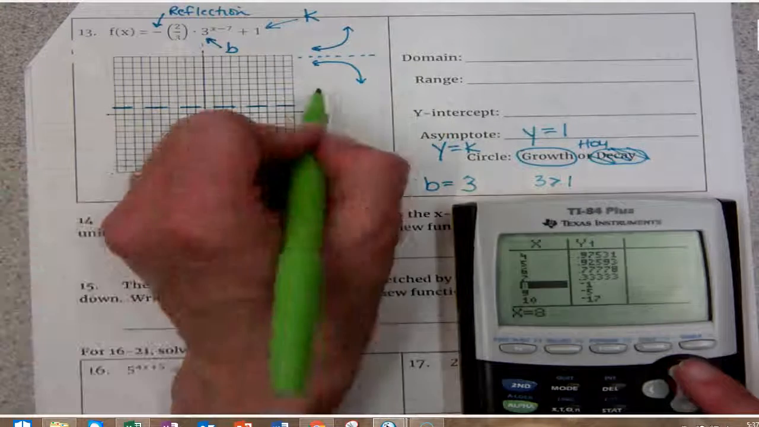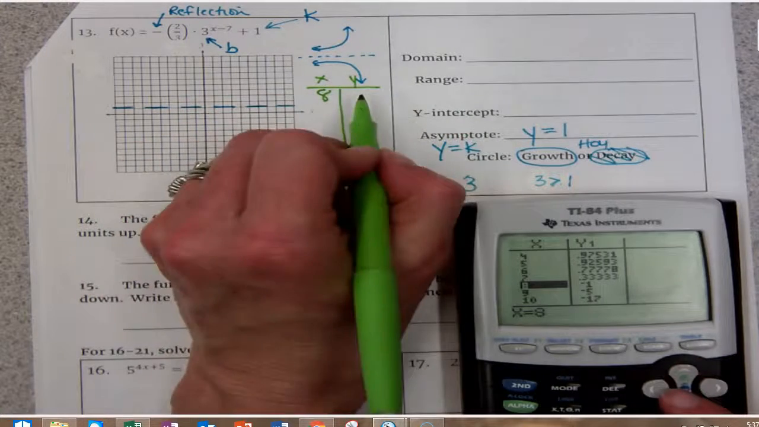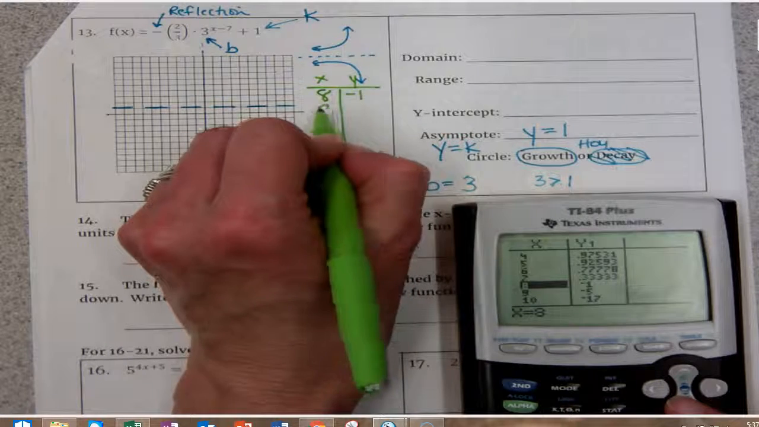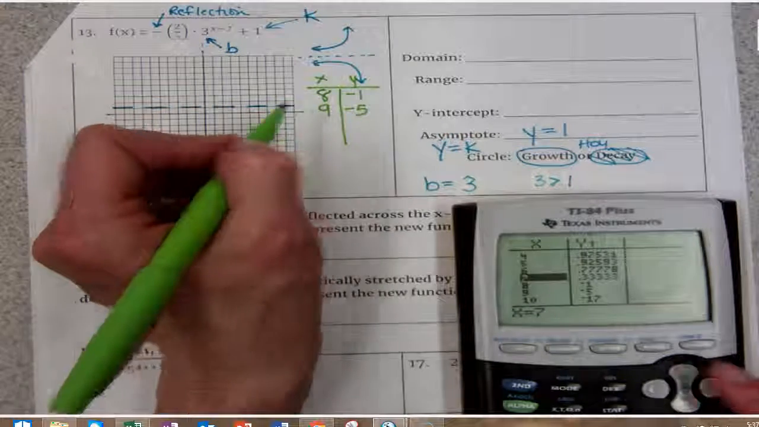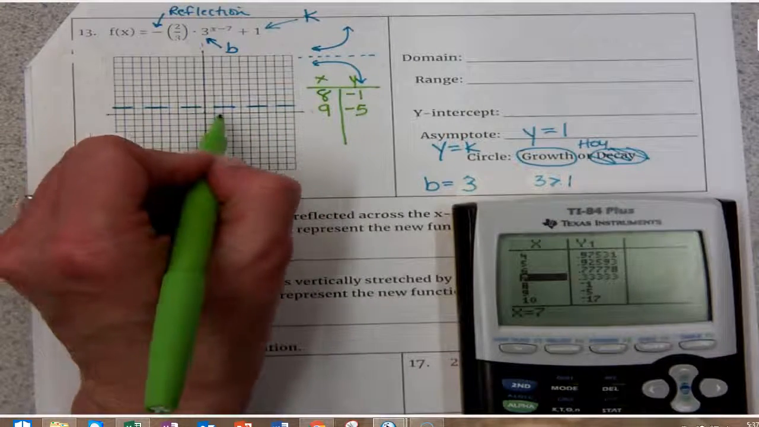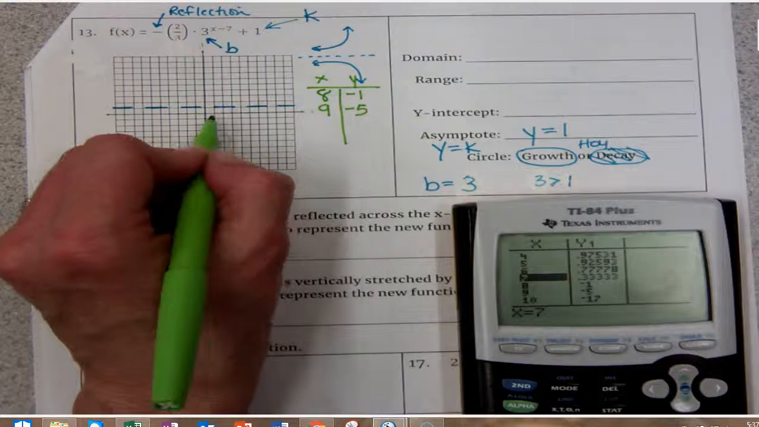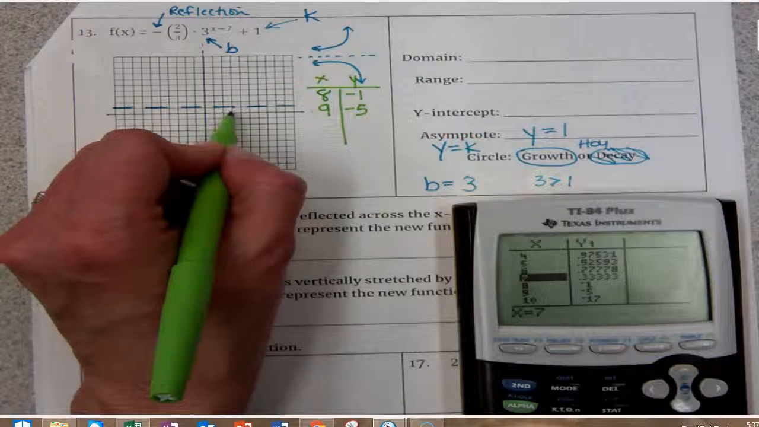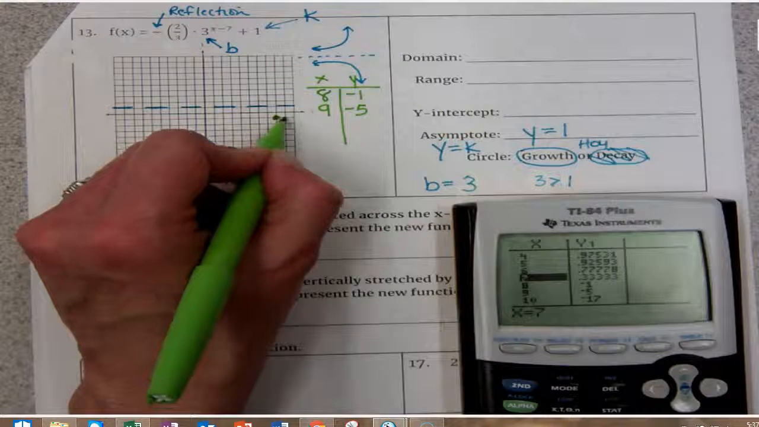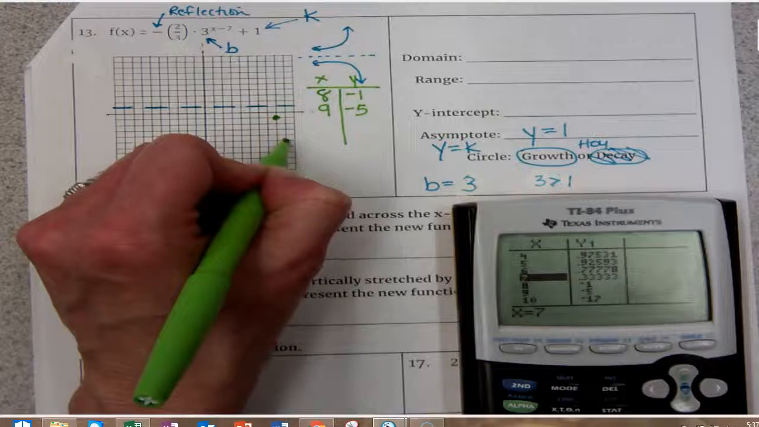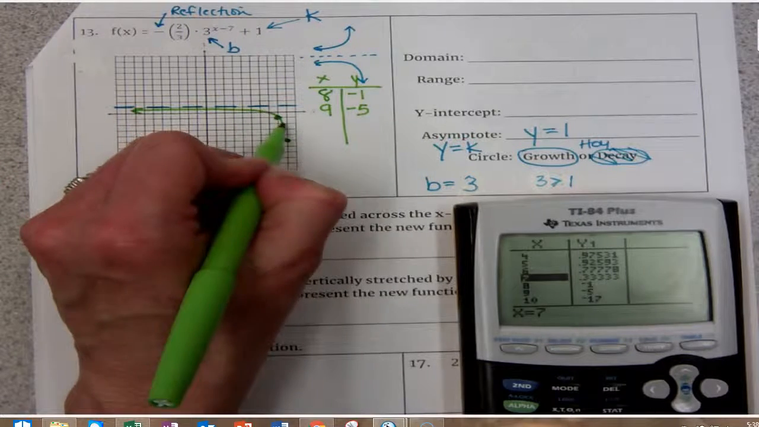So at 8, we've got -1. At 9, we've got -5. Oh, and it's 7. Shoot, I probably should have done that. We got 0.33. So 1, 2, 3, 4, 5, 6, 7, 8. We've got -1. 9 at -5. And we know it bottoms out at 1.